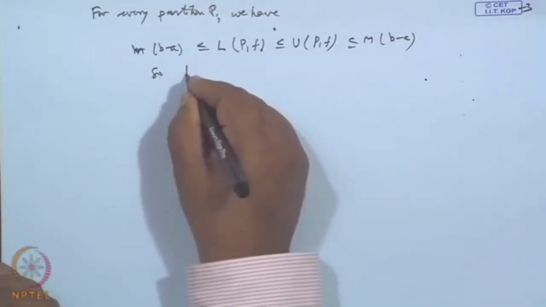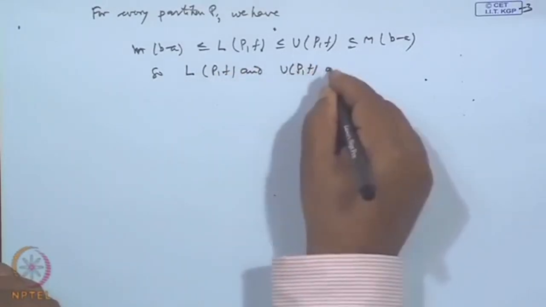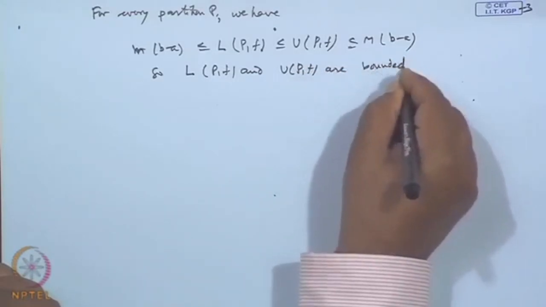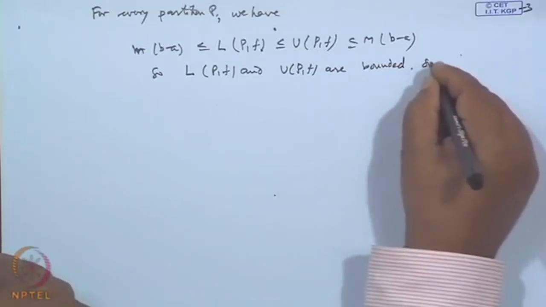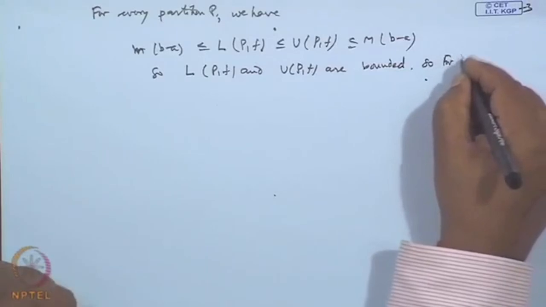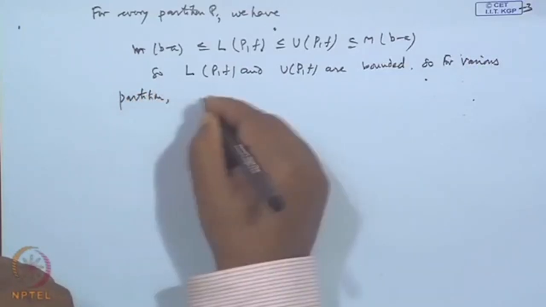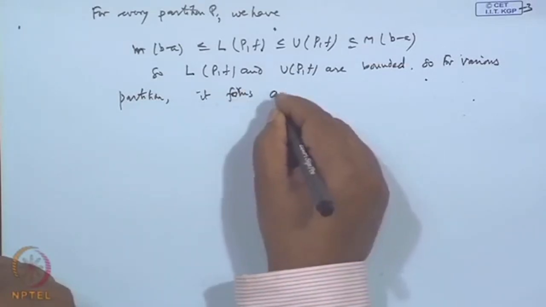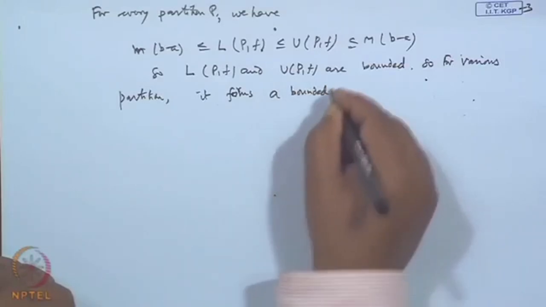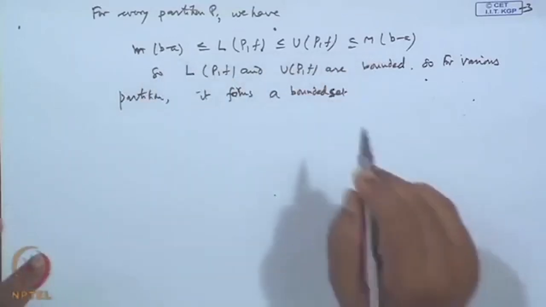So, lower sum and upper sum are all bounded, or they form a bounded set. For various partitions, it forms a bounded set. You keep on changing the partition, the lower and upper sum will change, but they will remain bounded between these two limits. So, it is bounded.